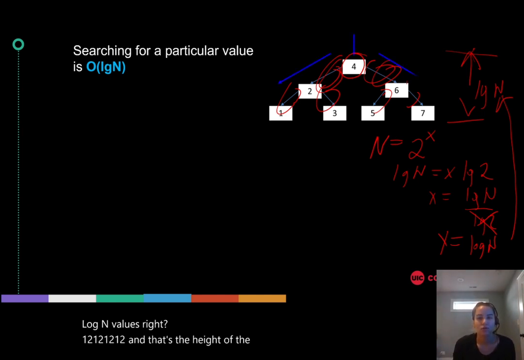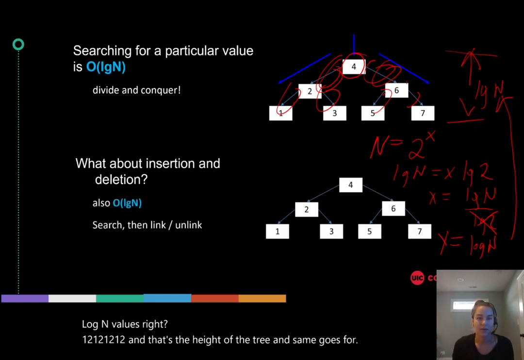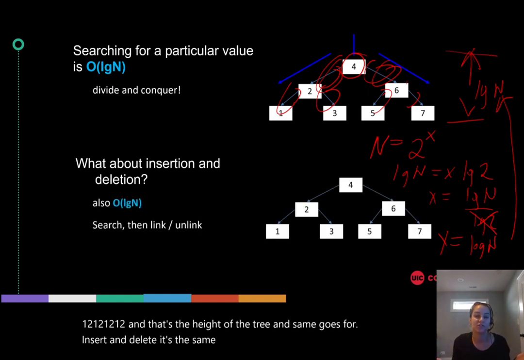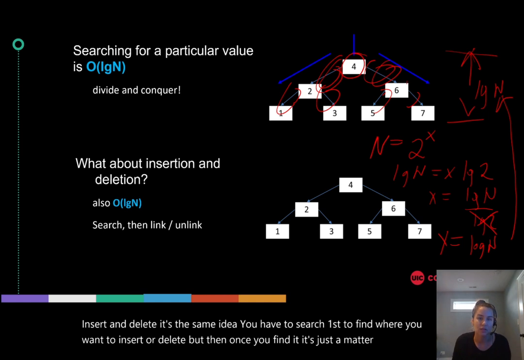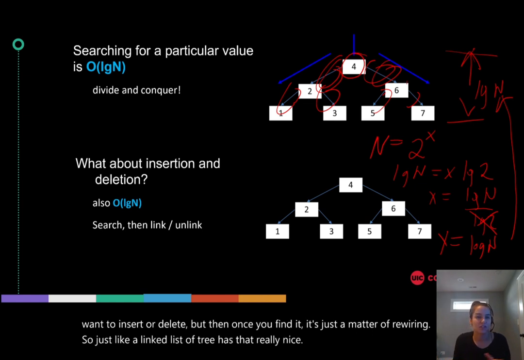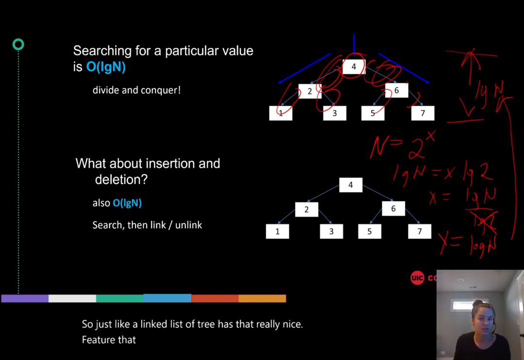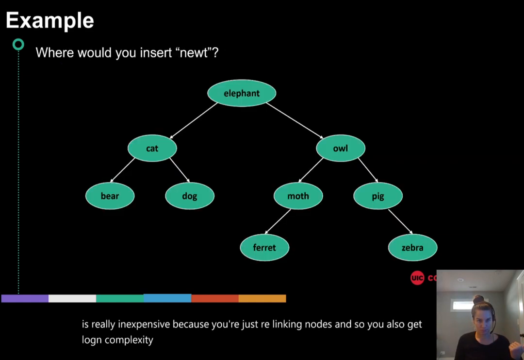And same goes for insert and delete. It's the same idea. You have to search first to find where you want to insert or delete, but then once you find it, it's just a matter of rewiring. So just like a linked list, a tree has that really nice feature that insert and delete, once you find where you want to insert and delete, is really inexpensive because you're just relinking nodes. And so you also get log n complexity with insert and delete.